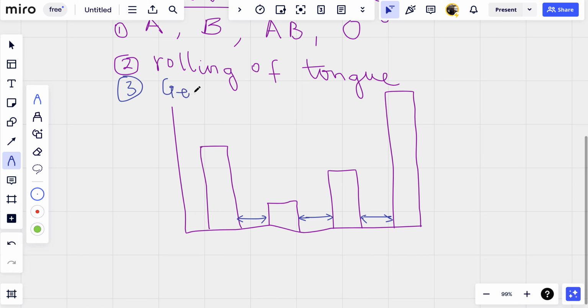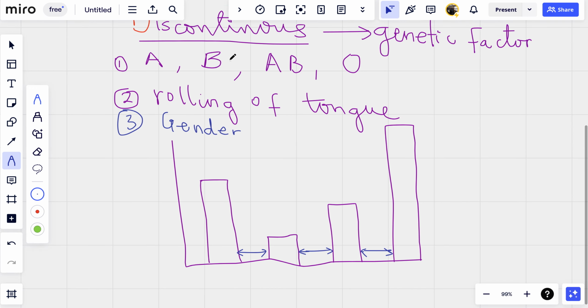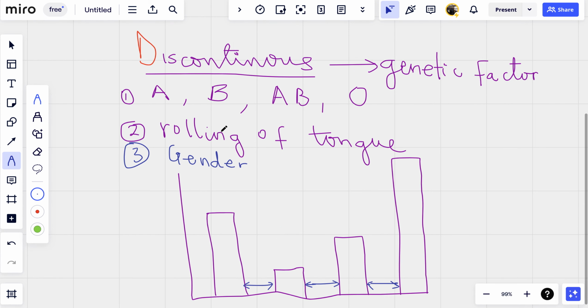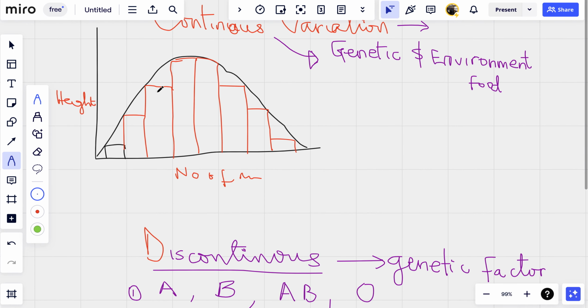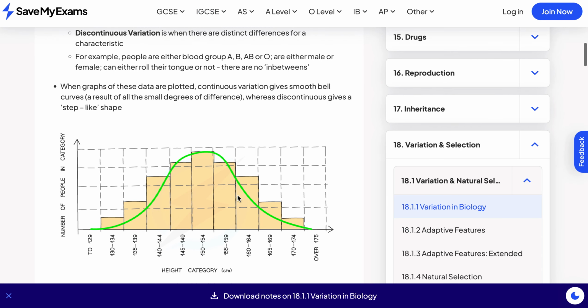Being a male or female is not determined by environmental factors. It's only your DNA, only the gene. So you can see the environment has no role to play in a child being a male or a female. These are called discontinuous variation. The gap between them is wide. Being a male or being a female is completely distinct. In continuous variation, the gaps are not distinct; they are close. But in discontinuous variation, the gaps are distinct.